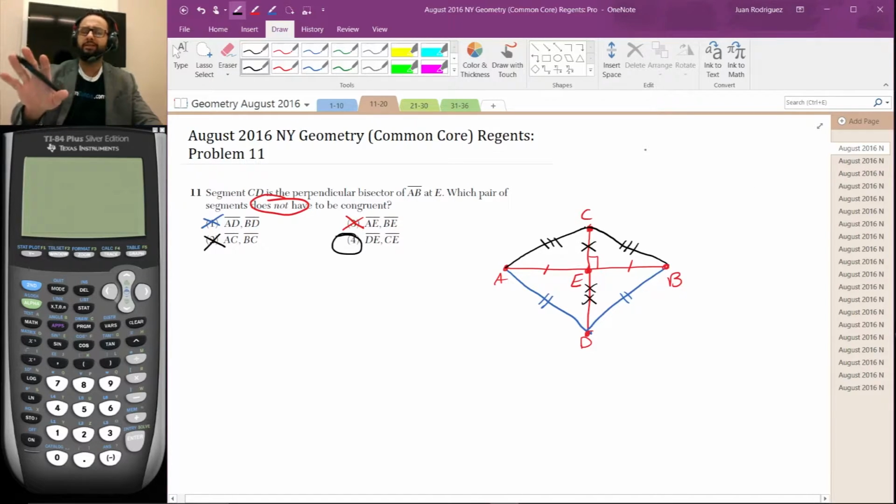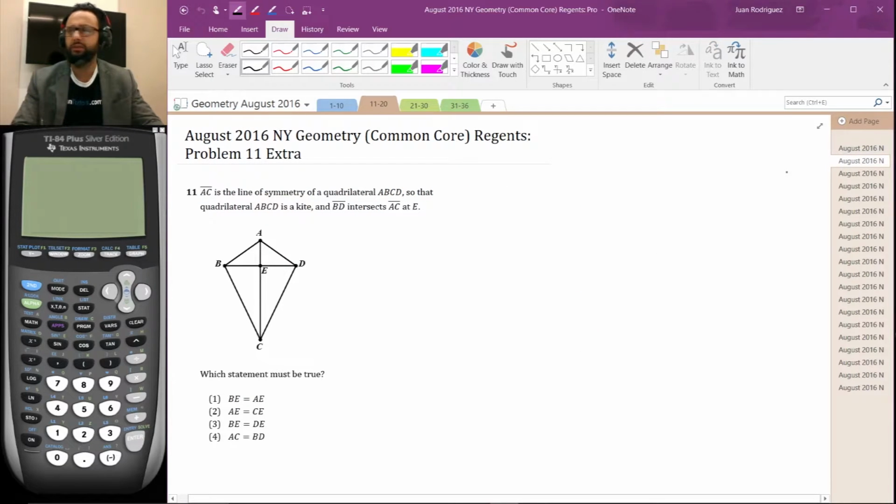If you just wanted the answer to this problem, you could go to the next video, hit the next button. But we also did create an extra problem for you guys to review. So AC is the line of symmetry of quadrilateral ABCD. So that quadrilateral ABCD is a kite, and BD intersects AC at E. Which statement must be true? BE equals AE, AE equals EC, BE equals DE, and AC equals BD.